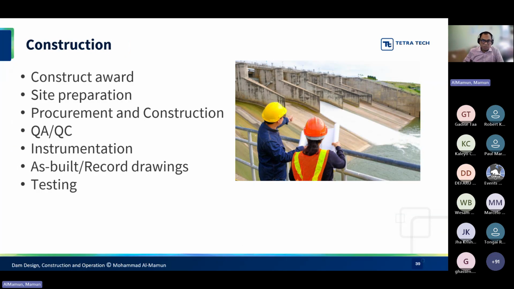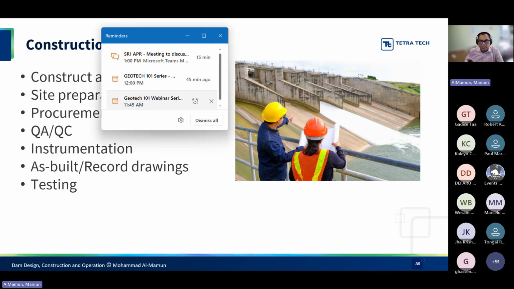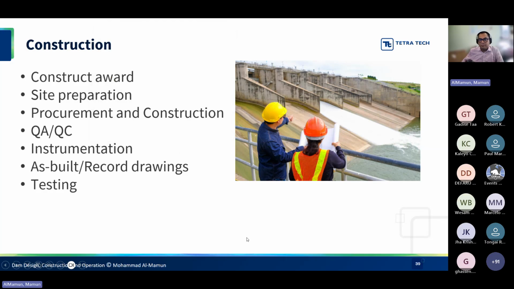The next step is the construction. Once all this is done, construction basically starts with contract award and then site preparation, which usually takes some time, and then procurement and construction. Once we start construction, we start instrumentation as well, because that way we know whether our design, construction and performance are on par, or we need to make some changes to our current design. And then at the end of the construction, we do as-built or record drawings. And then we also need to test everything in the dam before we commission it.